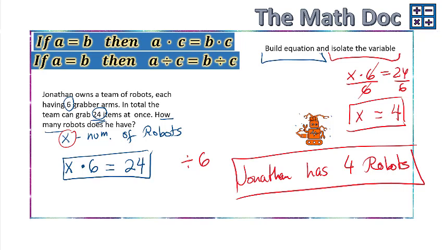And we can check it. We can say if we have 4 robots, we multiply that by 6, and we get 24. So 4 times 6 equals 24. And we are correct. So this wasn't too bad. We did both the building of the equation and the solving of it and getting the results.